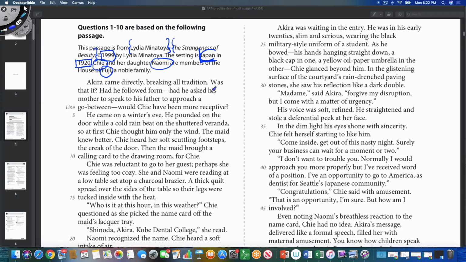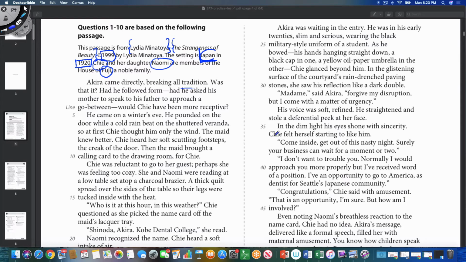Now, what is happening here is that Akira is having some self-doubts. Like, did he do the right thing by apparently breaking some tradition? Was that it? Had he followed form? He's wondering if he had actually followed the cultural or the traditional norms and asked his mother to speak to his father to approach a go-between to come and speak with Chi. Would Chi have been more receptive? So it looks like in that Japanese culture, instead of speaking directly with somebody, you'd like to hire a go-between to come and do the speaking for you.